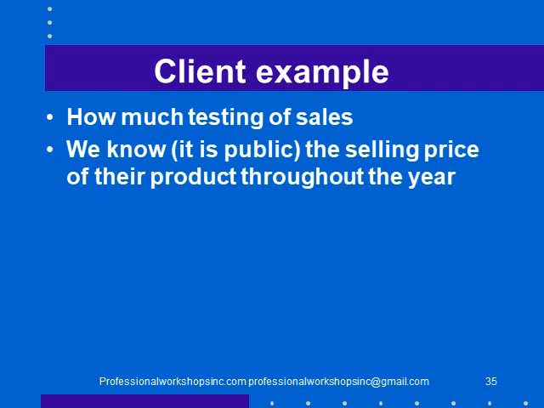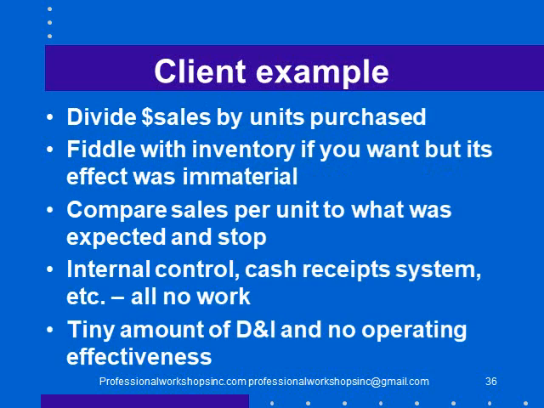Now the other question then was, how much testing do we do on sales? And we knew, the public knew, this was a publicly posted selling price throughout the year, and it didn't change that much while I was doing the audit. It was kind of the same. It was $2 a unit. We all knew that. Everybody knew that. So what we did was we divided dollar sales by the units purchased, fiddled with inventory.